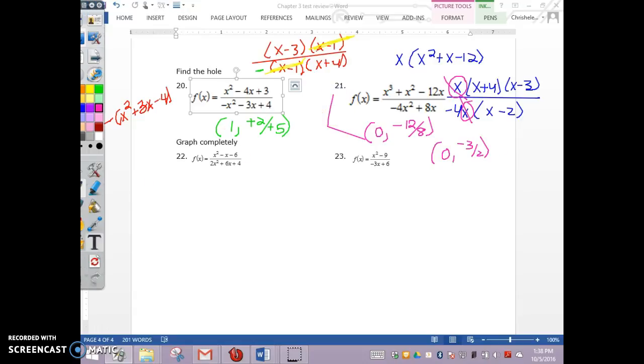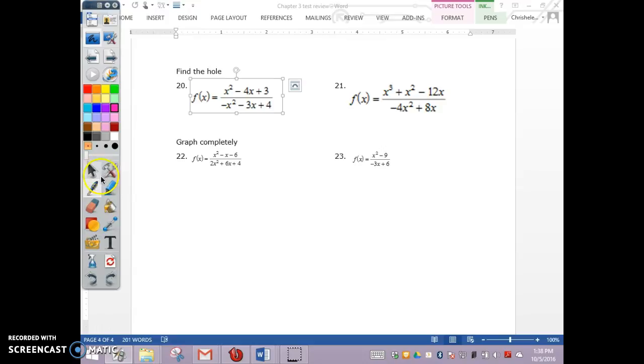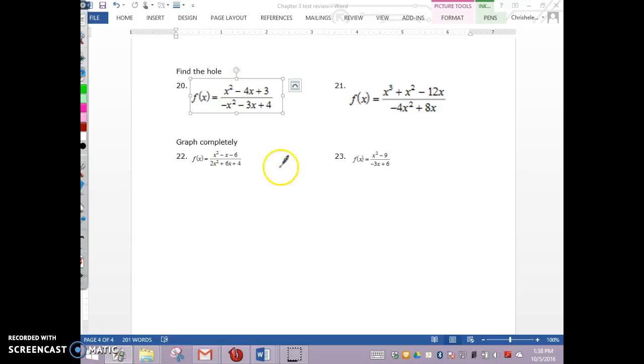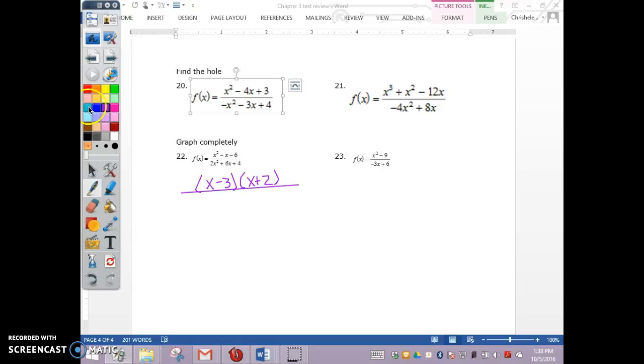Okay, completely graph all this stuff. So we're doing all of the above: vertical asymptotes, horizontal asymptotes, holes, x-intercepts, and then y-intercept that we didn't do yet. So let's start with factoring. So I'm going to factor the numerator, x minus 3, x plus 2, and I'm going to pull a 2 out of the denominator before I factor it. So 2x squared plus 3x plus 2. So that is x plus 2, x plus 1.